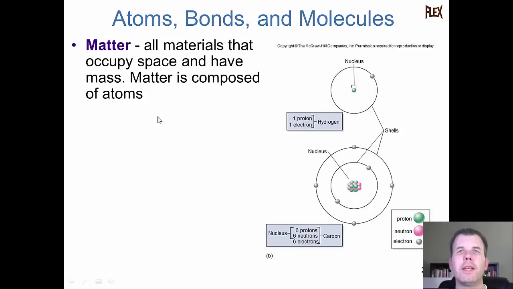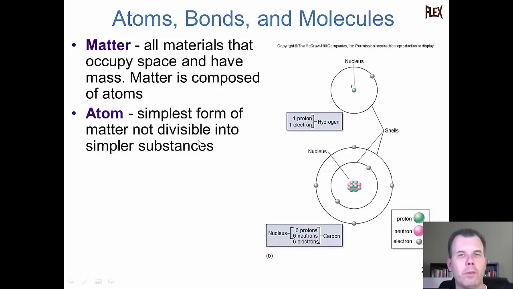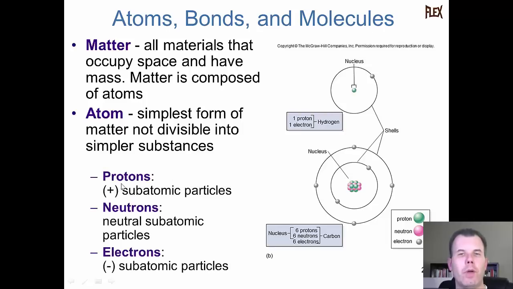All right, so the first thing is matter. And matter is all things that occupy space and have mass. And so matter is composed of atoms. And here's our typical atoms that we have, and I'll talk about that here in a minute. An atom is the simplest form of matter not divisible by simpler substances. And then finally, in the atom, you have the three parts.